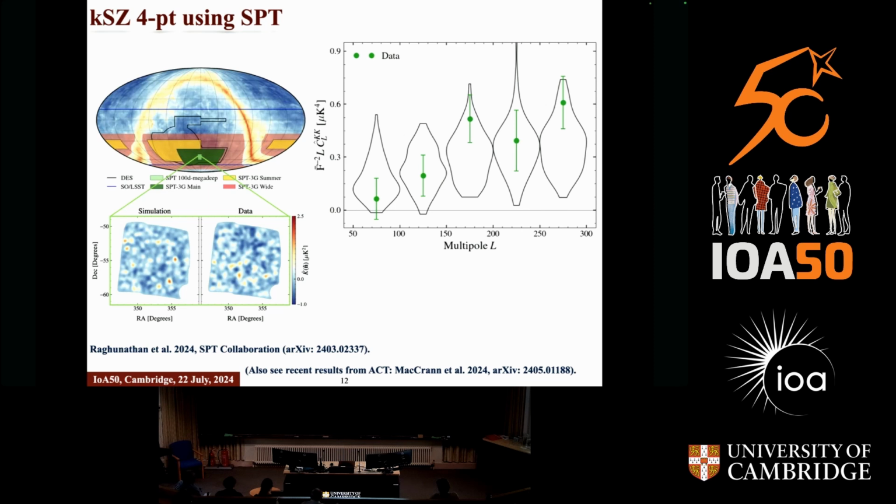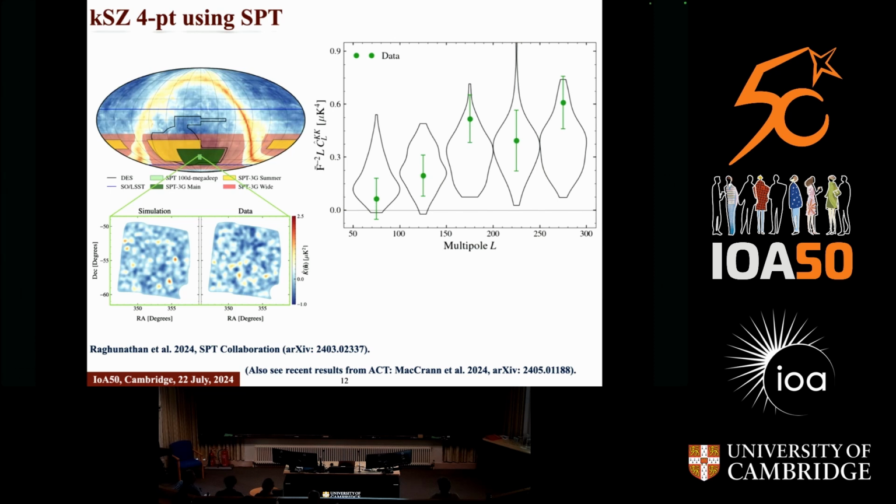The reason we chose this patch is because we have data from 3 generations of South Pole Telescope in that particular field. But more importantly, we also have data from the Herschel satellite, which is a very, very good proxy for signal from the dusty galaxies. So we combined data from all of these instruments, and then we made this measurement.